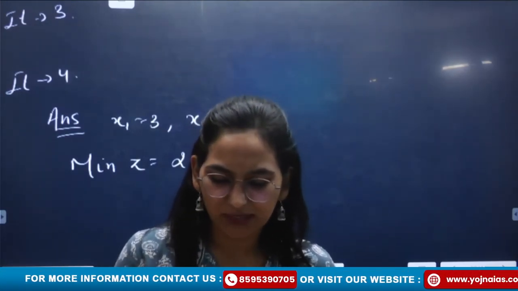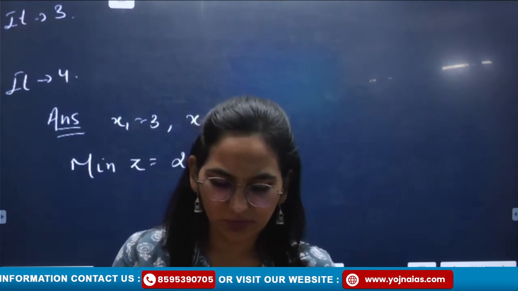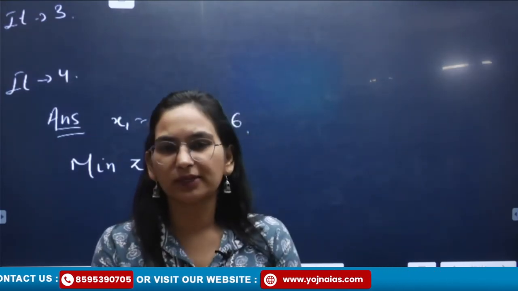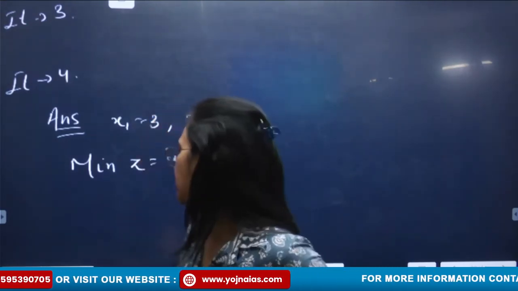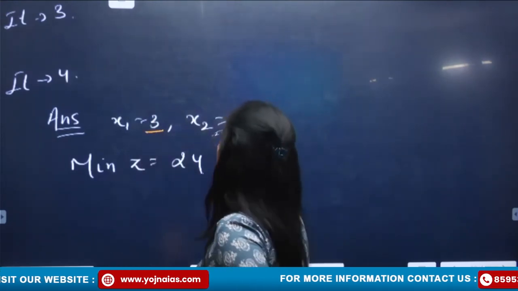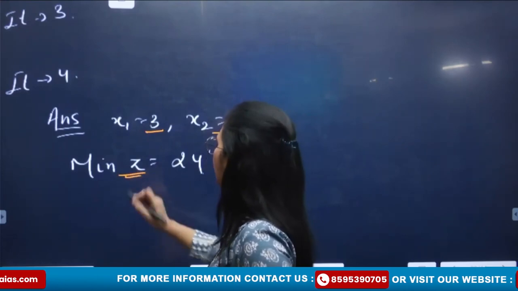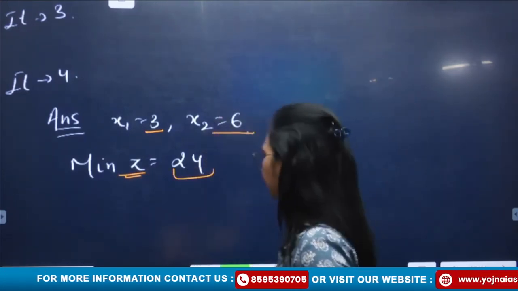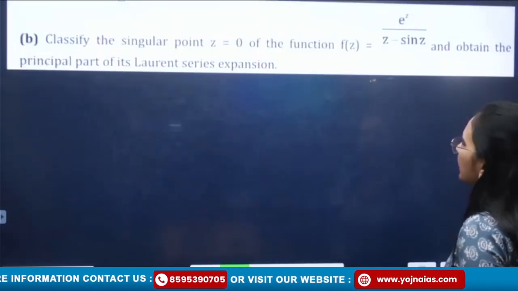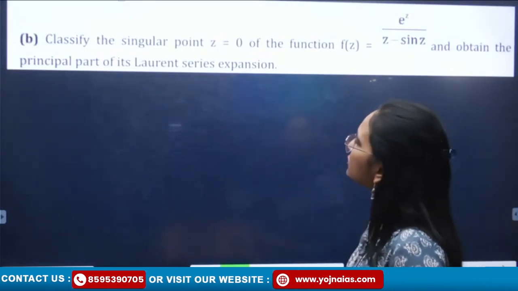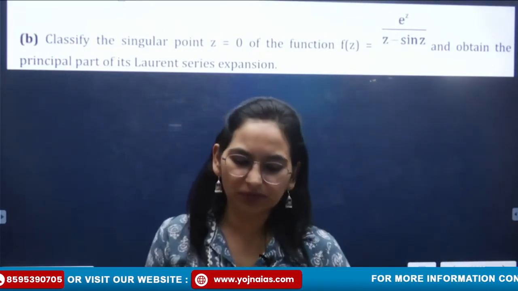And as soon as those negative or zero values come, then you would have achieved the optimal solution. And that optimal solution turned out to be X1 is equal to 3, X2 is equal to 6. And then the minimum of Z is going to be 24. Okay?